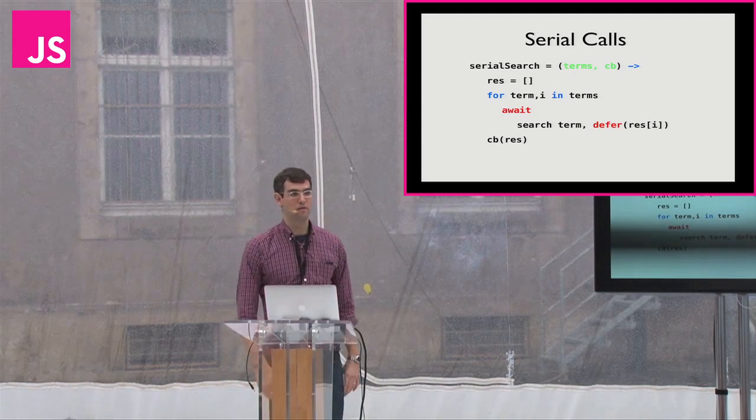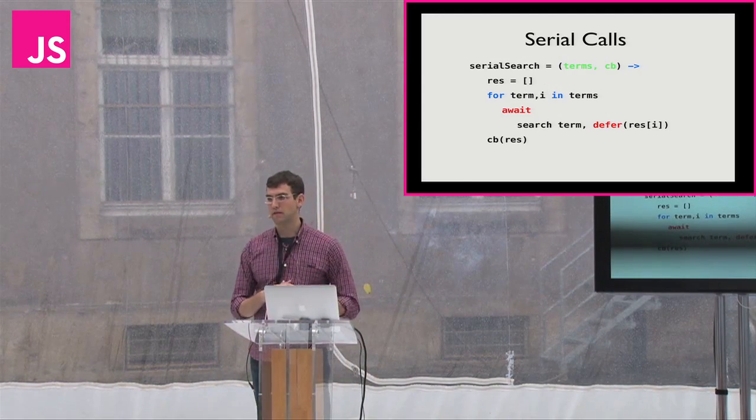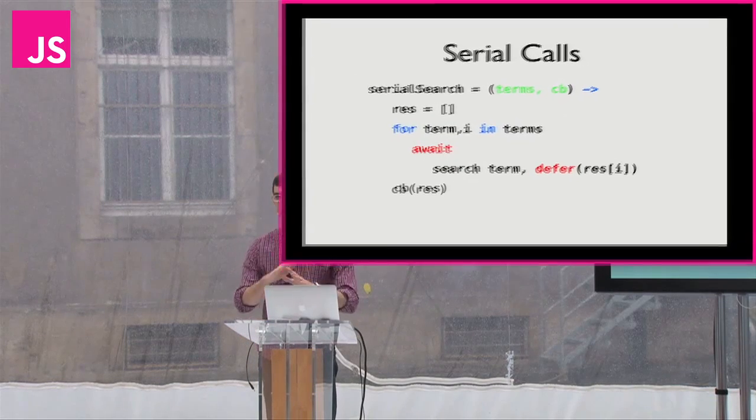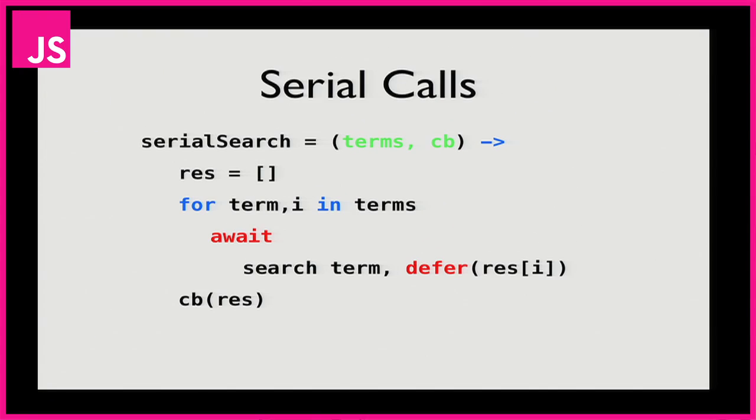OK, so let's talk about the one we looked at in the first series of examples, which is just a set of serial calls. When one finishes, the next can start. And this is what it looks like in IcedCoffeeScript. So let's say we have a series of 20 terms we need to search for from Twitter. What this loop will do is loop through each of those 20 terms one at a time, and on each one, call this search function that makes a Twitter call, and then populate the result into that slot in the result array. So this is just for each item, wait for that thing to finish, then do the next item.